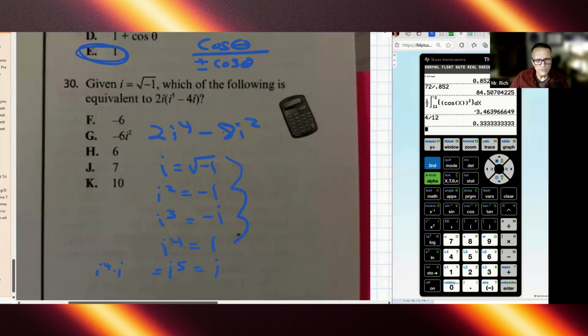So just making those substitutions, 2i to the fourth is 2. So coming down here, that is 2, but i squared is -1. So that would be -8 times -1 or +8. And that's your answer, 10, right there.